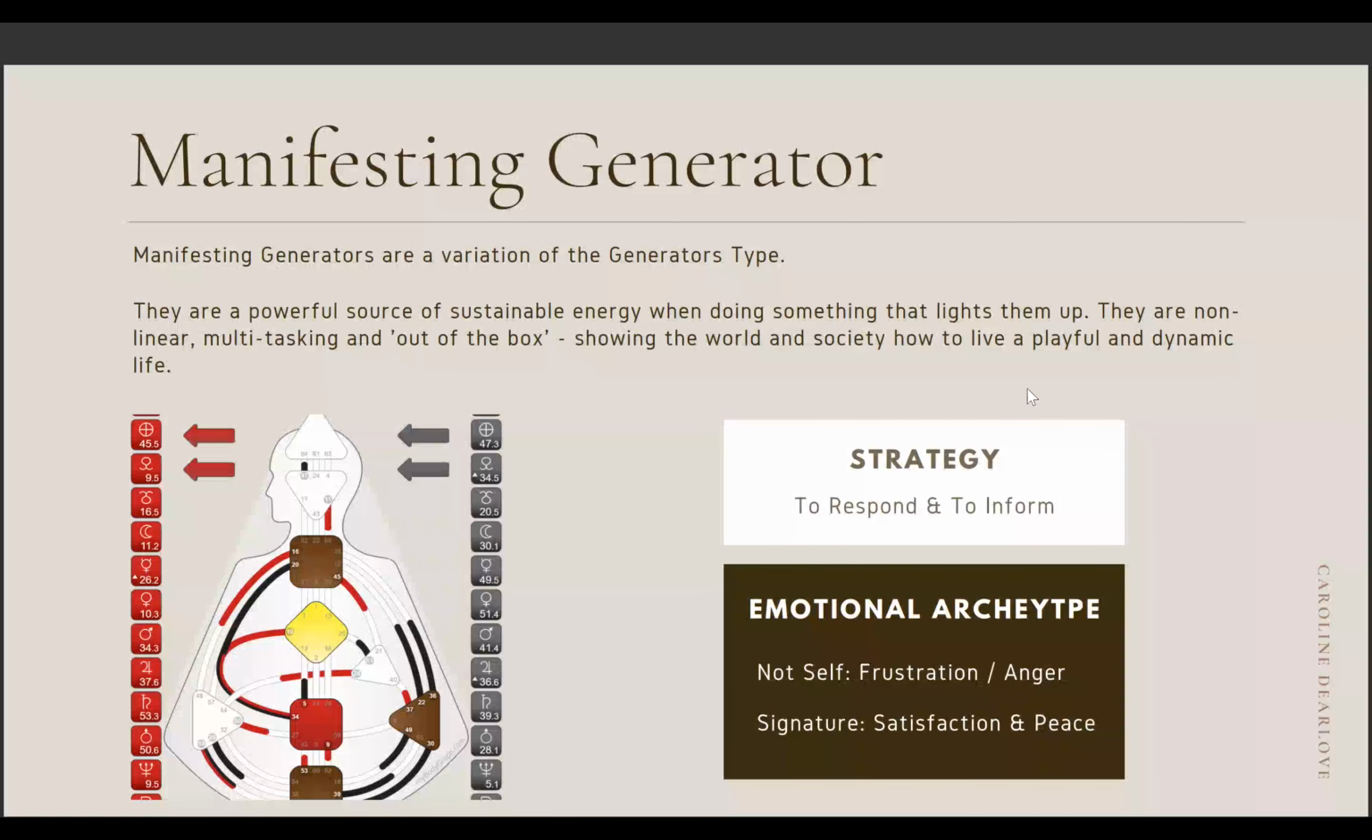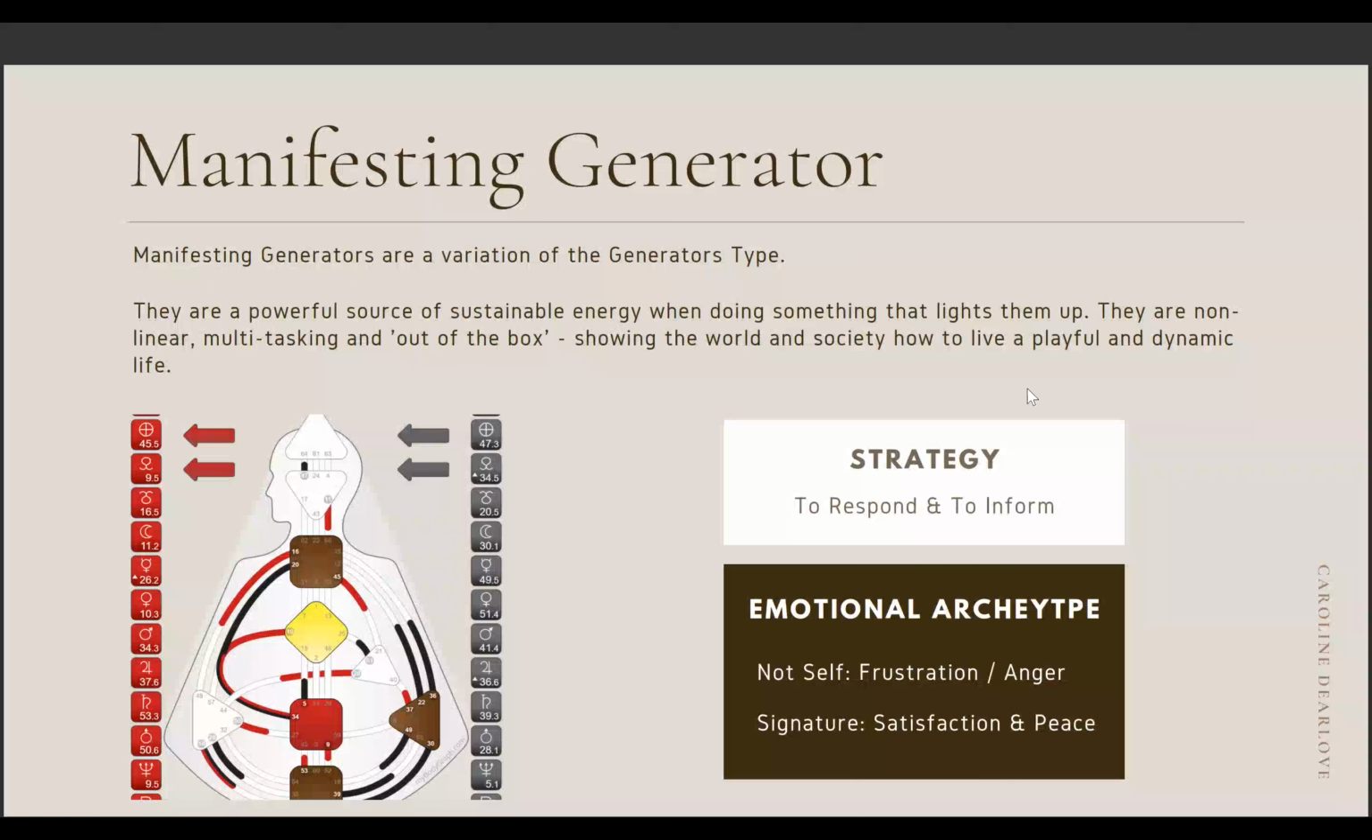You may then stop doing that thing, go and start something different, come back to that thing, coming back at it at a completely different angle. And that's what it's all about. It's about you really embracing that non-linear, that multitasking, and that really out of the box way of being and that way of thinking. Because by doing that, you're showing the world and society how to live a really playful and dynamic life. Now, this is 100% against society. This is 100% against how schools teach you to be.